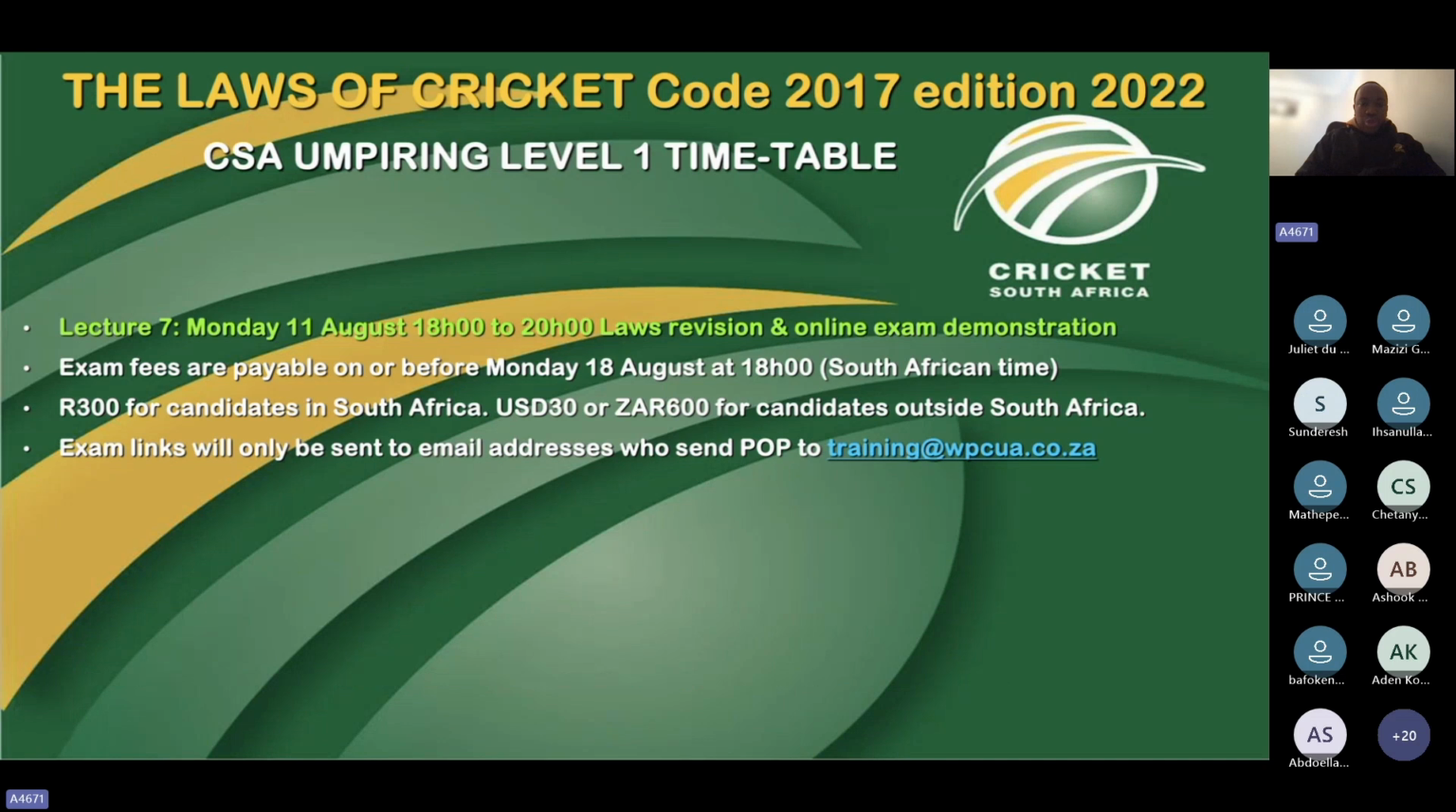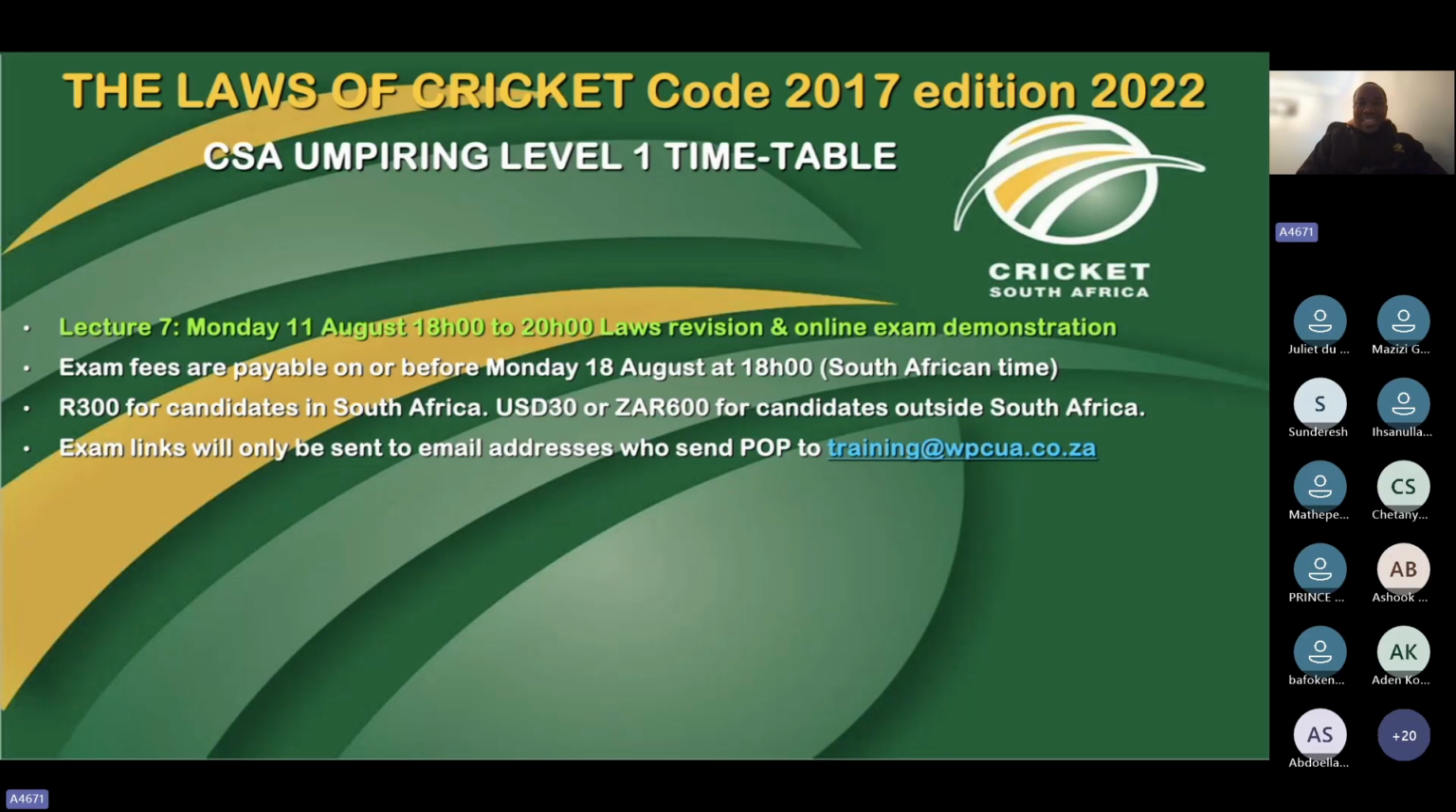So those of you who pay, please make sure that you send your proof of payment to training@wpcua.co.za. I do not have access to the Western Province Cricket Umpires Association bank account, so I am unable to check on that account who has paid. The only way that I know that candidates have paid for the exam is if they send a proof of payment to training@wpcua.co.za.